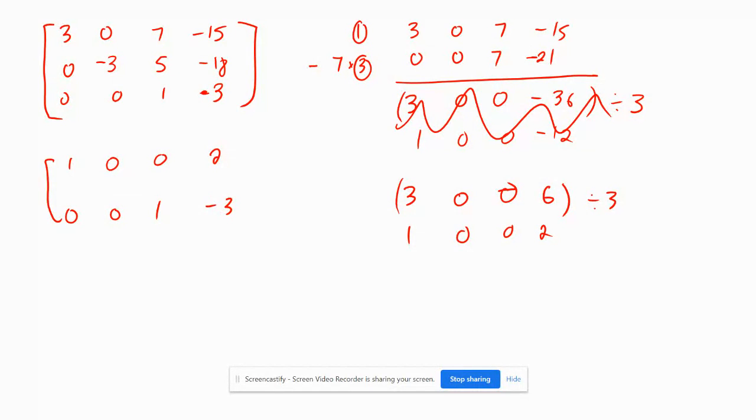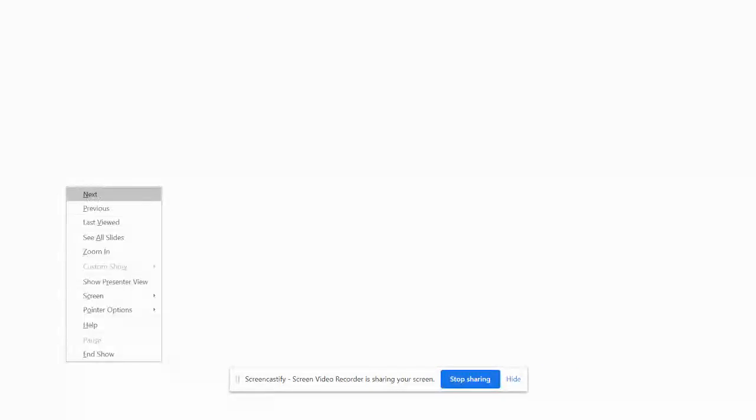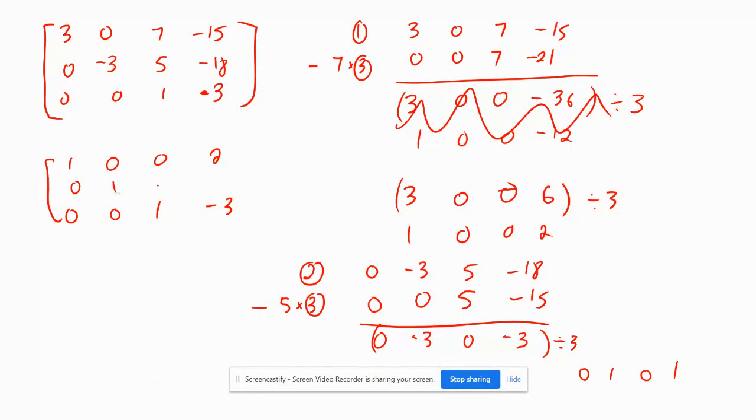And now we just need to go get a 0 in this position here. So I'm going to go equation number 2 minus 5 times equation 3. Zero, negative 3 minus 0 is negative 3. 0, negative 18 minus negative 15 is negative 3. And I'm going to divide this guy by negative 3. And it gives me 0, 1, 0, 1. Which is the same thing that we got before.